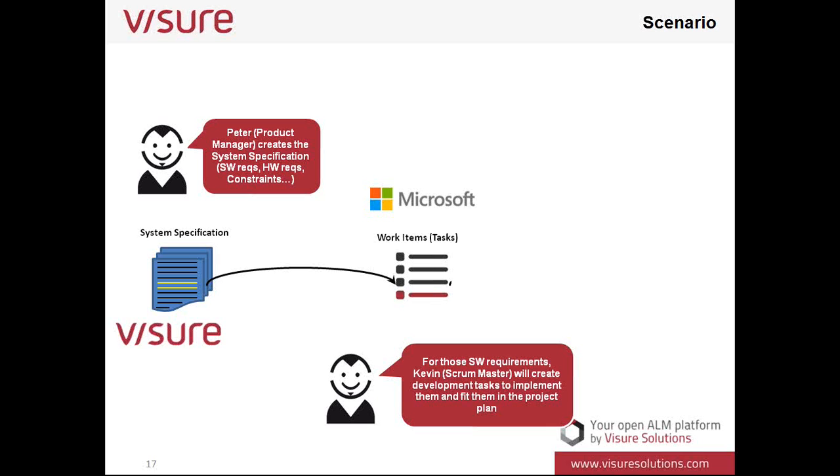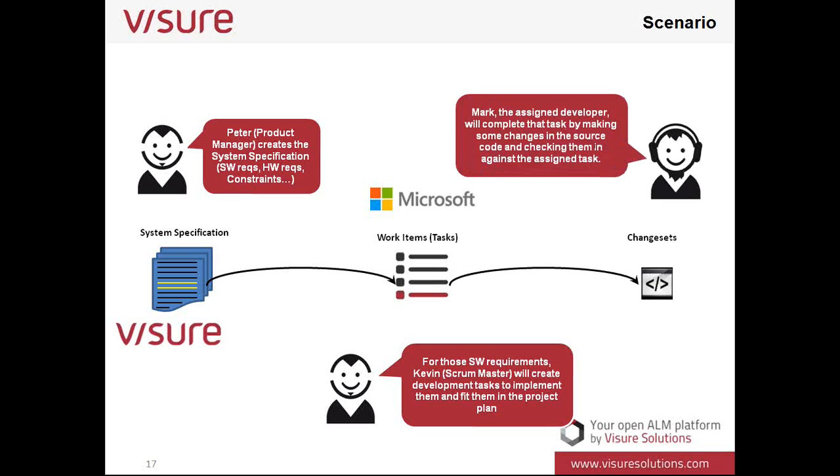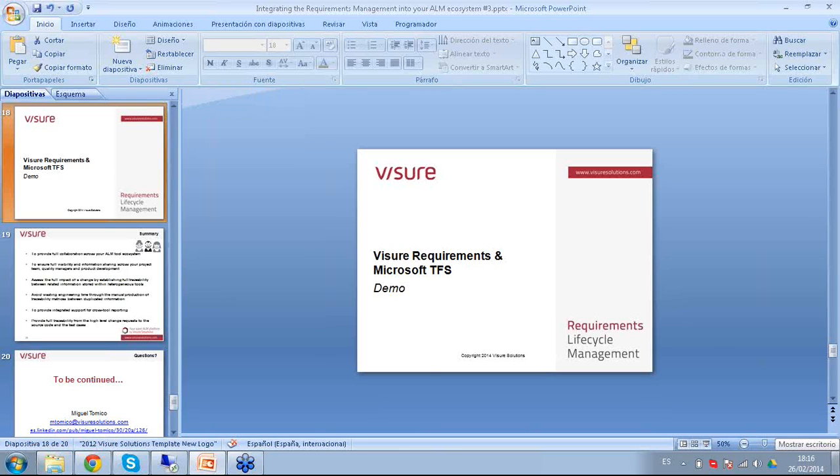So Kevin will provide an estimation of effort and will assign Mark as the developer responsible for implementing the required changes to complete the task. Mark will use Microsoft Visual Studio to check the tasks assigned to him and implement the changes to complete the new tasks that Kevin, the project manager, created. All this information should flow back to the requirements tool to quickly identify the development tasks and be able to assess the implementation status of each requirement. So how can we work following this process in our integrated environment? Let me go directly to the demonstration.